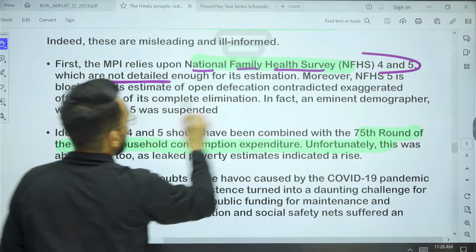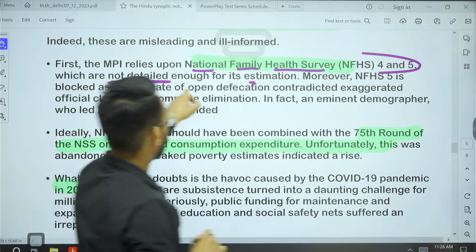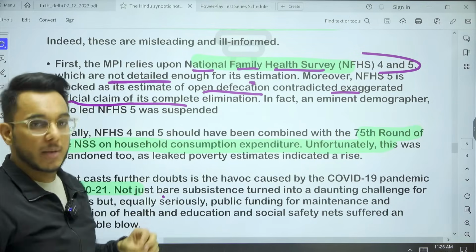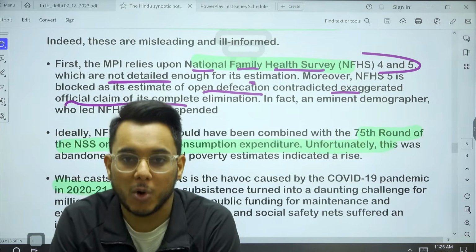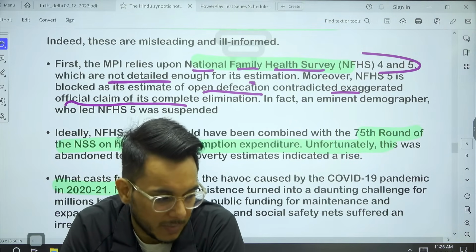It is not detailed enough for the estimation of poverty. Are you getting it? NFHS 5 is blocked as its estimate of open defecation contradicted the exaggerated official claim of its complete elimination. Now see this thing. This political controversy also happened a few days back. What actually happened? NFHS 5.